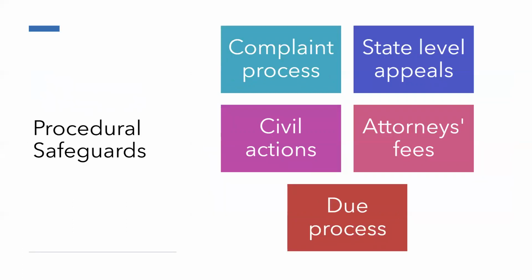Sometimes despite best efforts, things don't go as expected or planned, and either the school or the parents feel the need to take further action. In that case, procedural safeguards need to include provisions that detail processes to file a complaint, a state level appeal, or civil action, and they should include information on attorney's fees, as well as due process, which we'll talk about here next.